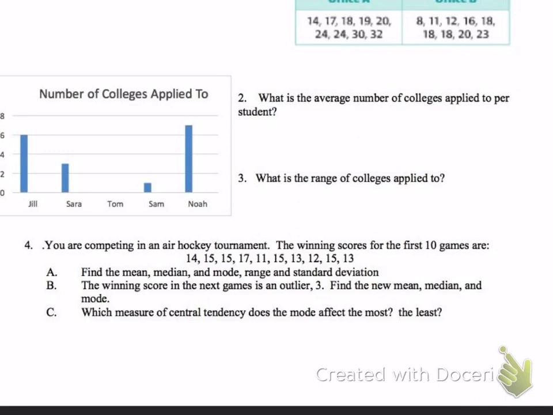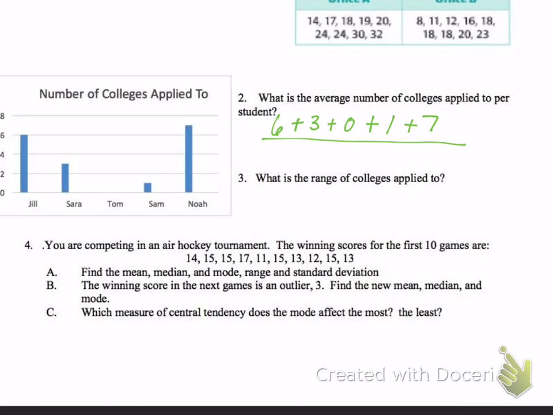So how many colleges did Jill apply to? 6. And then Sarah was 3. Tom was 0. Tom's not going to college. Sam is 1. That's me, dude. Tom is a famous artist and he does not need to go to college. Tom's going to go pursue his music career. Noah is 7. How'd you know? I wanted to be a rapper since I was 12.